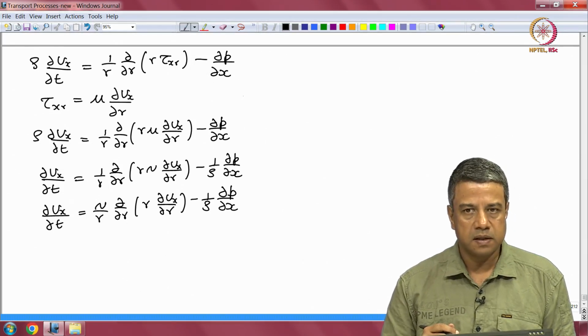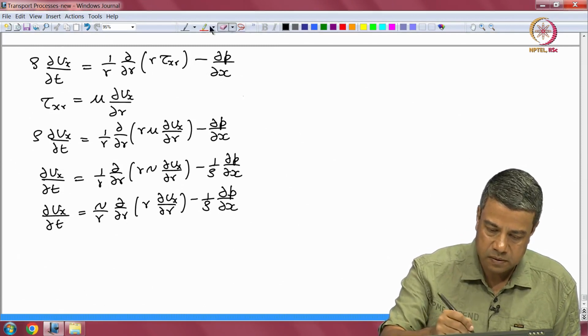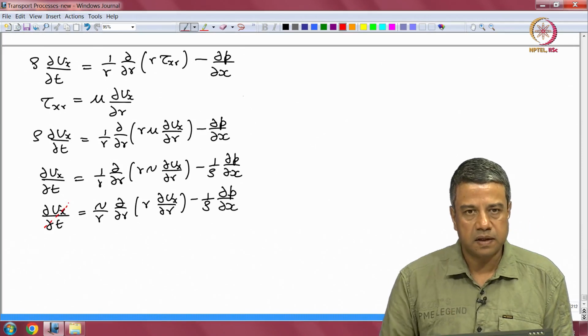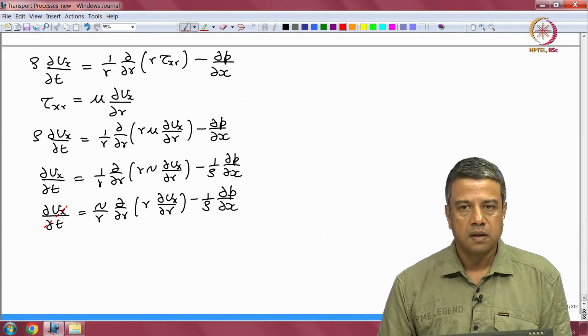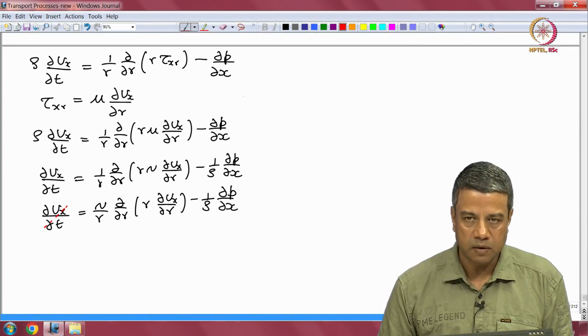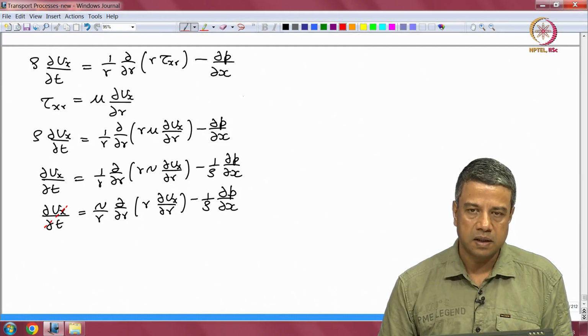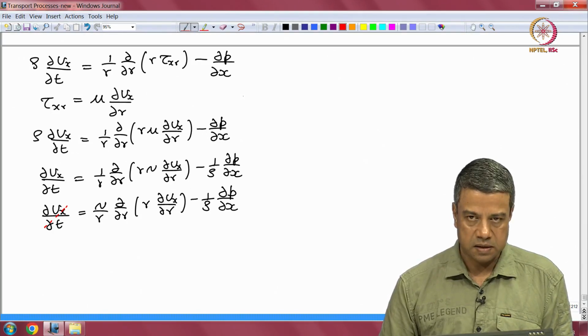And if in addition it is steady, then the variation of velocity with respect to time is 0. So, all of this calculation was done without any body forces. What if there is a body force in the x direction?